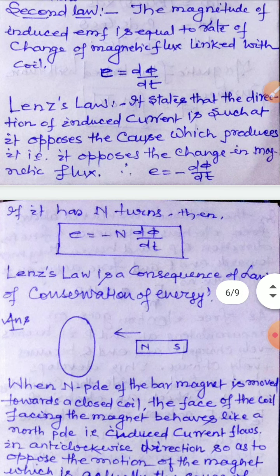Now, from Lenz's law, it is clear that if current is induced in the coil due to increasing magnetic flux, the induced current will be such that it decreases the magnetic flux linked with the coil. Similarly, if induced current is set up due to decreasing magnetic flux, the direction of induced current is such that the magnetic flux linked with the coil should increase.